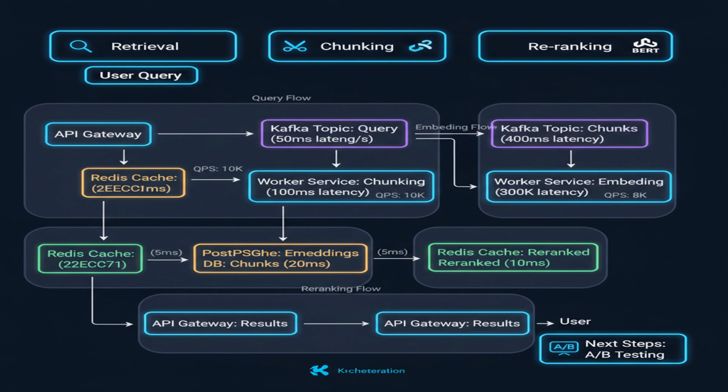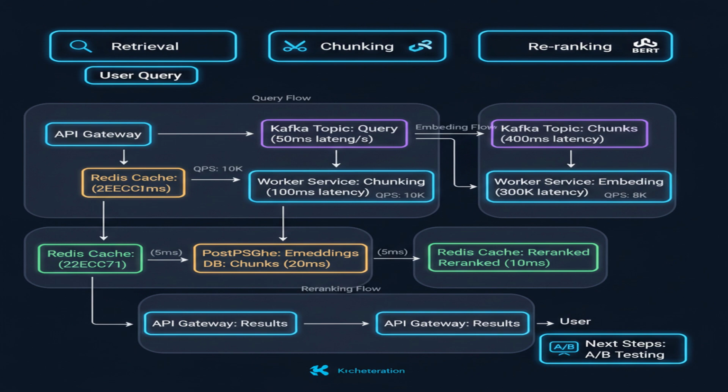To summarize, we've designed a scalable and reliable RAG architecture using retrieval, chunking, and re-ranking techniques. The key trade-off is between accuracy and latency. We chose FAISS for retrieval, semantic chunking for context preservation, and BERT for re-ranking. Potential bottlenecks include the re-ranking step and the vector database query latency.